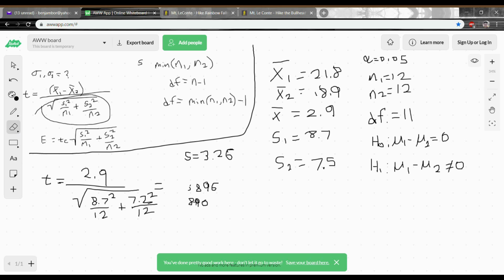So the t value is not going to be 0.89, it's going to be 0.875. Also, our s value is going to change as well. And redoing that calculation, we're going to have 8.7 squared divided by 12, adding 7.5 squared divided by 12. The square root of that is 3.32. A little bit different.